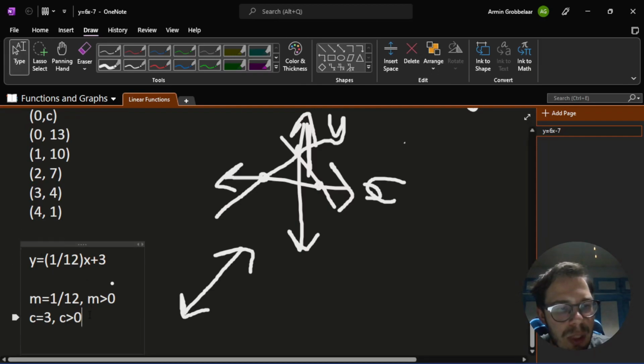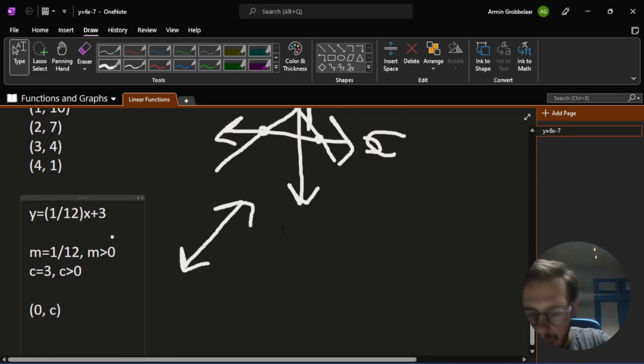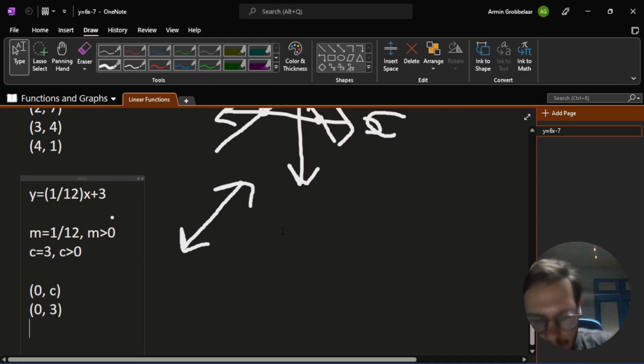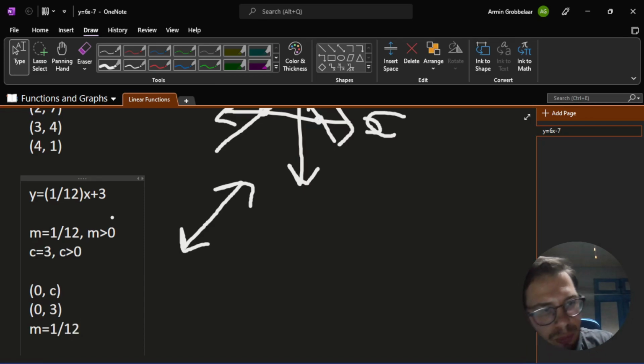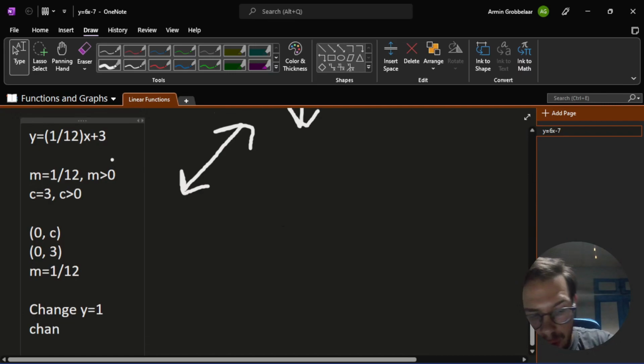So for this method we need 1 point. So the easiest point is 0, c. So we know that that point is 0, 3. So we have our first point 0, 3. So m is equal to 1 divided by 12. So you can see here easily the change in y is equal to 1 and the change in x is equal to 12.